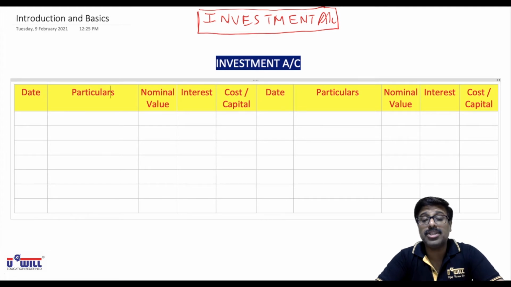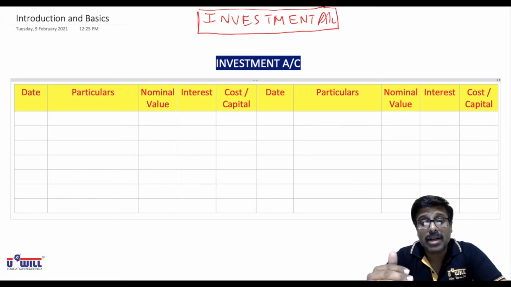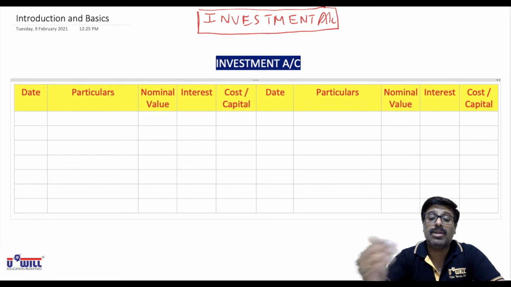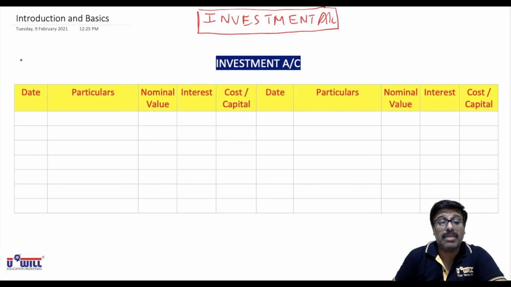It's not a general ledger, it's not a normal ledger, but a special ledger account. So all of you first make this format of investment account: date, particulars, nominal value, interest, cost or capital. And this investment account will serve the purpose of investment account as well as interest account. Pause the video and make this format.